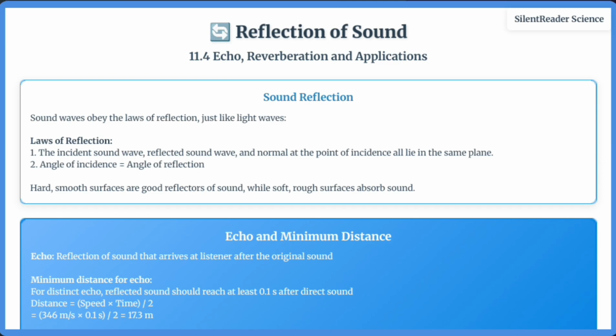Sound obeys the laws of reflection, just like light. The angle of incidence equals the angle of reflection. When sound reflects off a surface and reaches our ears after the original sound, we hear an echo. For a distinct echo, the reflecting surface must be at least 17.3 meters away. We use this principle in sonar to measure ocean depths and detect submarines.